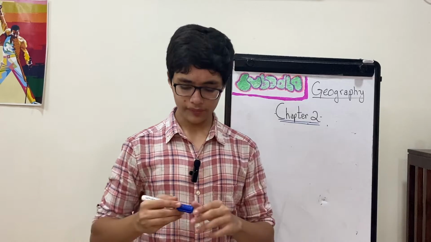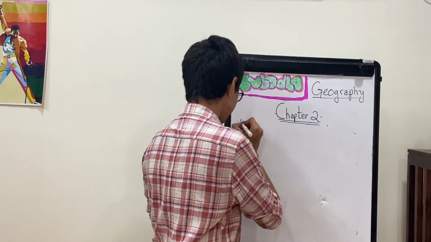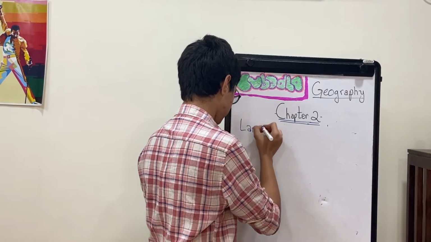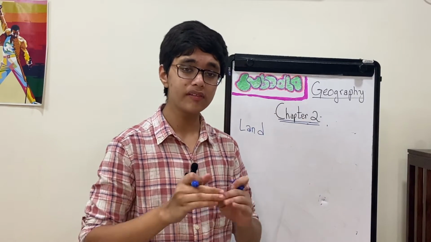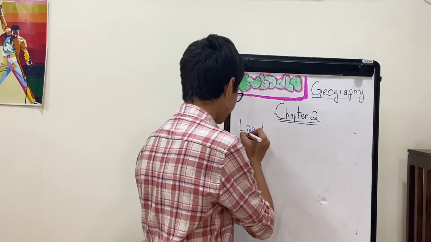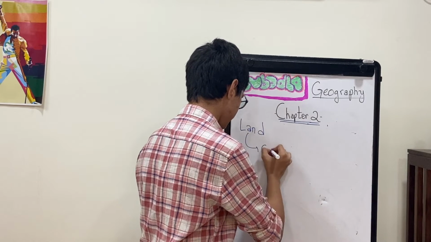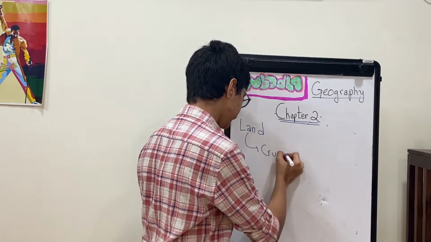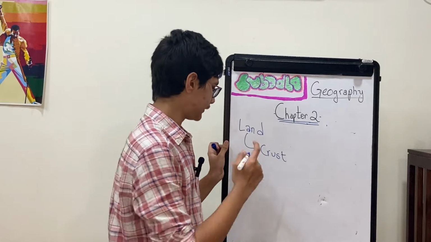Okay, so first of all, what is land? Well, land is basically everything that you see underneath you. It is basically the crust of the earth. Everything that you see in the crust is called land.